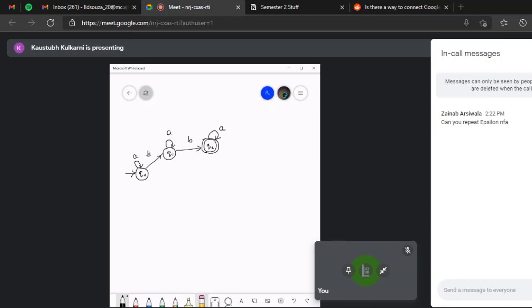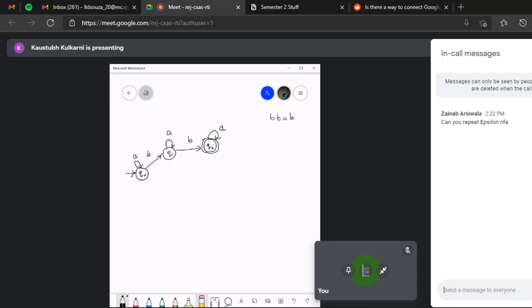So if there is a third B after this, then it goes nowhere. This does not mean that it remains in the accepted state. See, if your string is, let's say, BBA, then on B from Q0 it will go to Q1, from Q1 it will go to Q2, and for this A it will remain in Q2. But if it is, let's say, BBAB, then it will not remain in Q2.